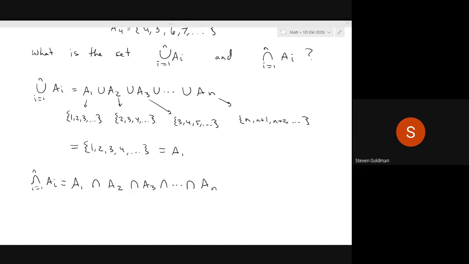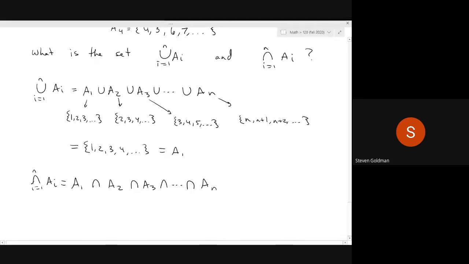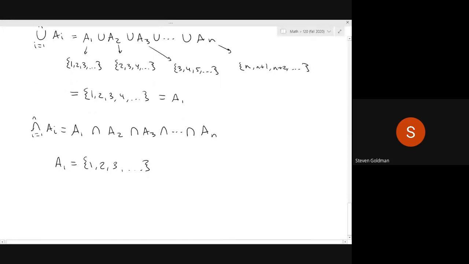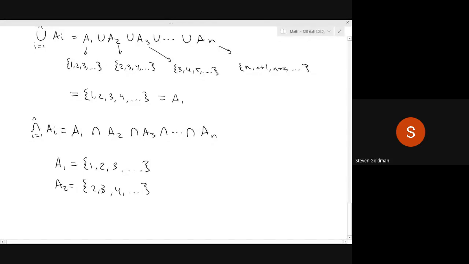Okay, let's take a look at this. I have a couple of suggestions here in the comments. Remember, what is A sub 1? Let me write it out this way. A sub 1 is 1, 2, 3, etc. A sub 2 starts at 2. That's 2, 3, 4, etc. So 1 is in A sub 1, but it's not in A sub 2, right? So that's not going to be in the intersection. It doesn't appear in every set.